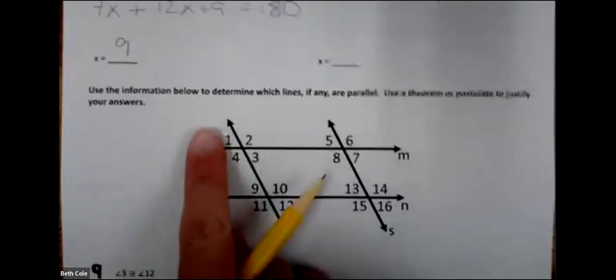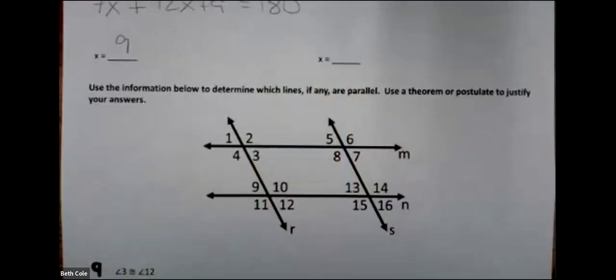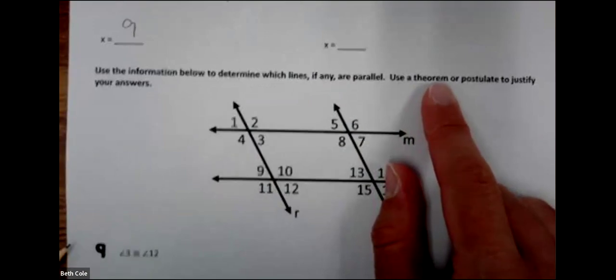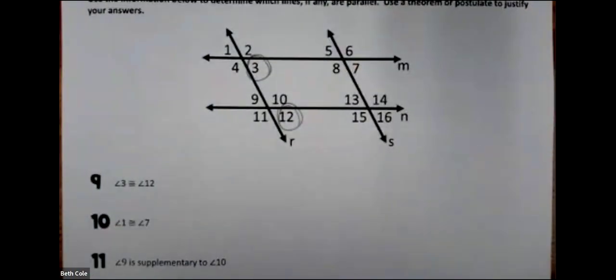All right. So use the information to determine which lines, if there are any, you could get a none answer, like no conclusion, are parallel. And when it says use the theorem, that's what's the angle pair, okay? Now, don't write all over your paper. I'm going to have to erase all of this, okay? First one, we've got 3 and we've got 12. Which line can I cover up?